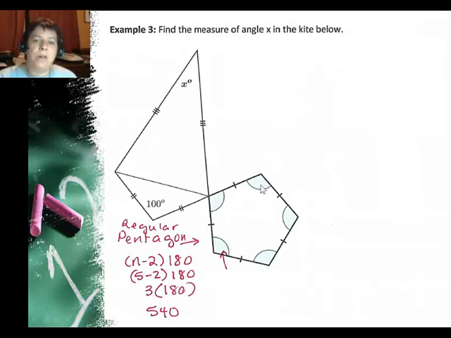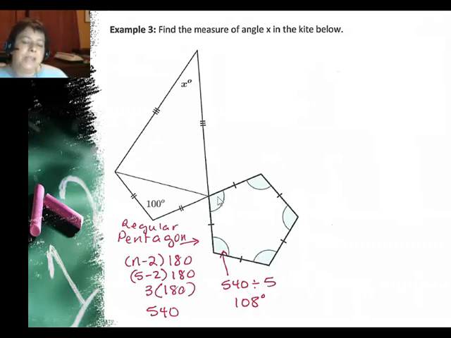So if I add all of these angles together, I must get 540. Well, I'm really only looking for one angle, and since it's regular, all the angles are the same. So I can just divide the 540 by the 5 for the 5 angles. And I find that each angle is 108 degrees.